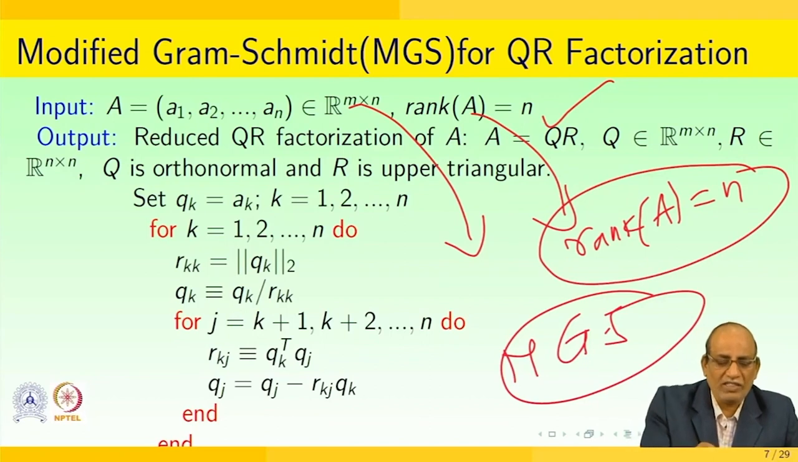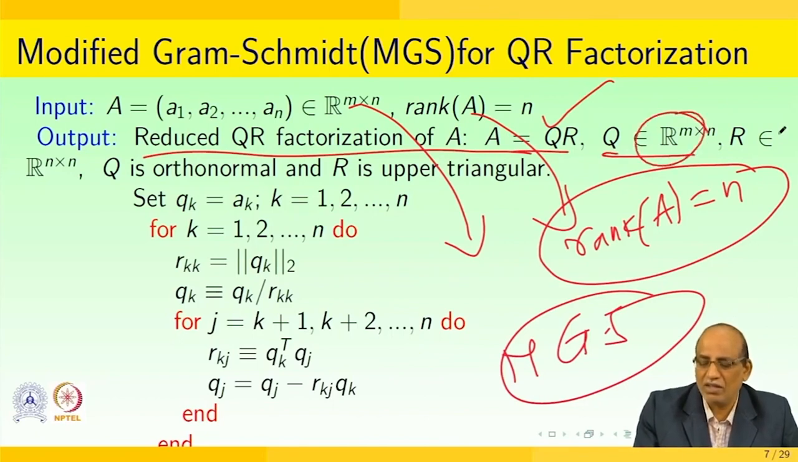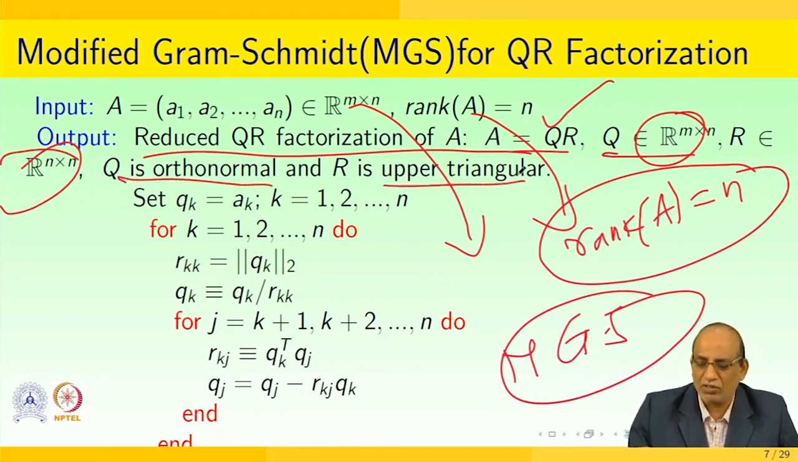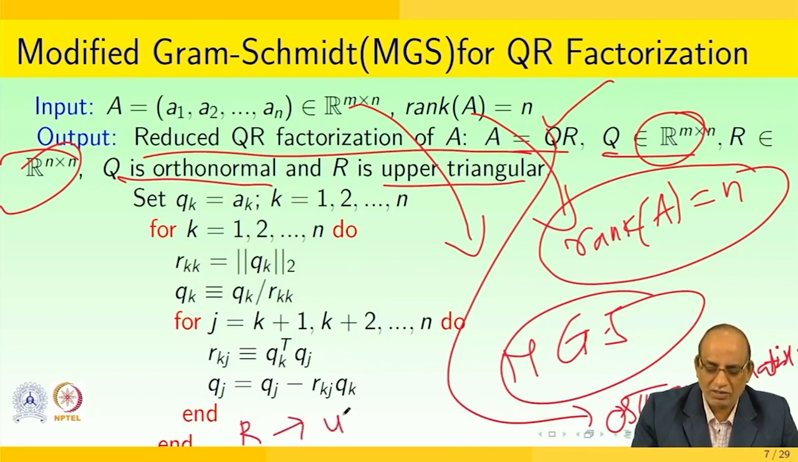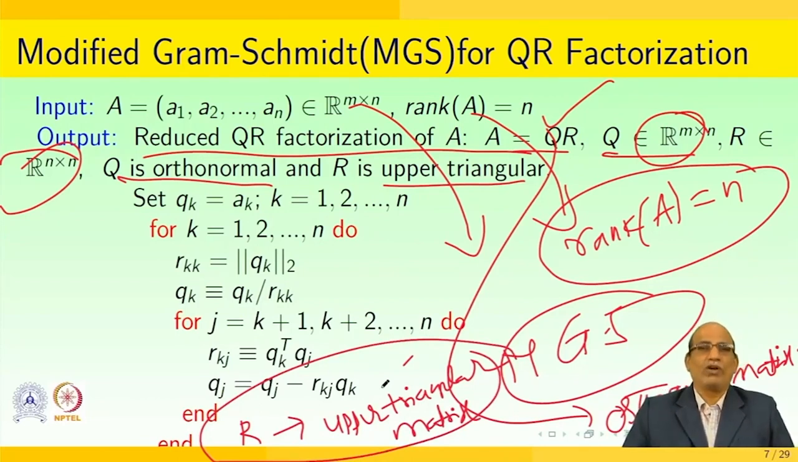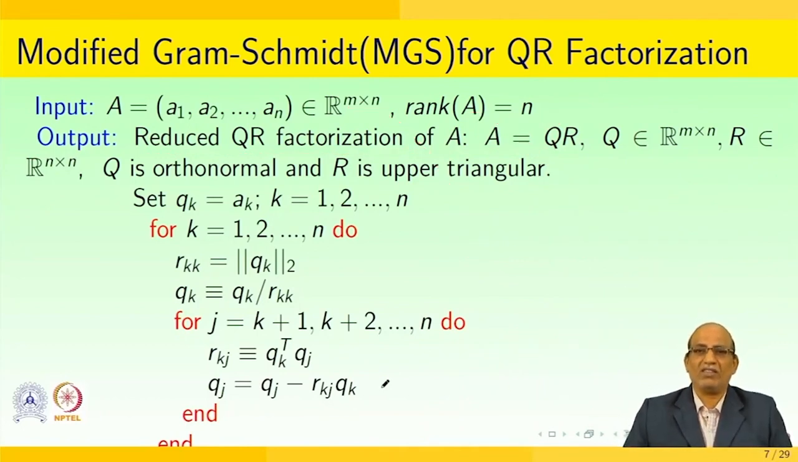And what is the output? The output is the reduced QR factorization of A equal to QR, where Q is M by N and R is N by N. Q is orthogonal and R is an upper triangular matrix. So we can find the solution in such a way that we have both the orthogonal matrix and the upper triangular matrix.